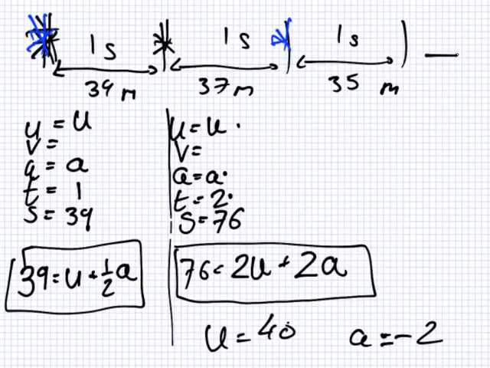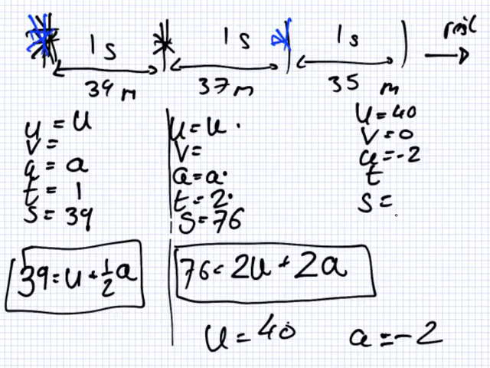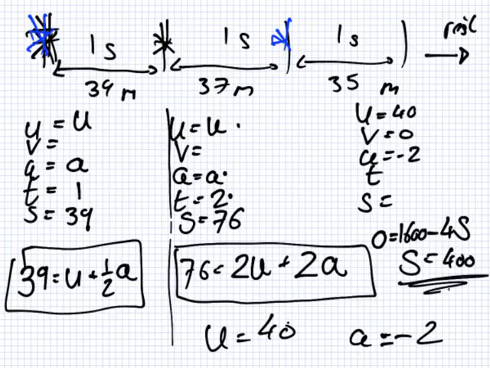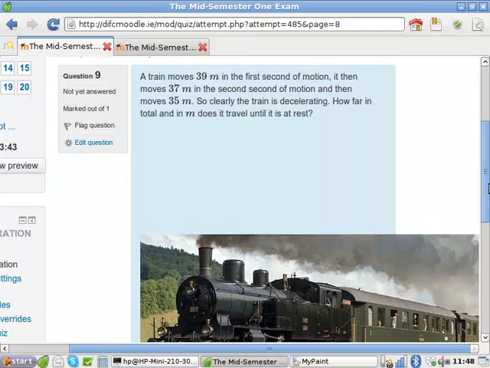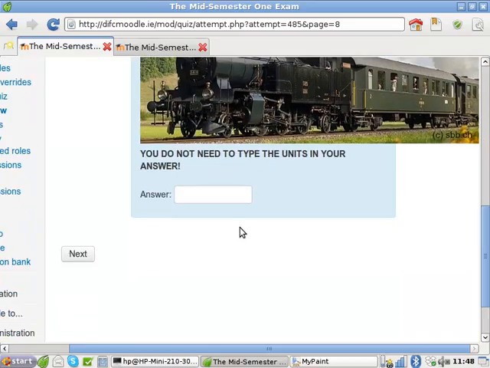So we want to know how long until it's at rest. So U is 40, V is 0, A is minus 2, T we don't know, and S is what we want. What formula could I use? V squared equals U squared plus 2AS. So then S would be 400, which I think is what you said. The correct answer is 500? Then I'm so sorry. It should be 400, then I'll fix that, don't worry.